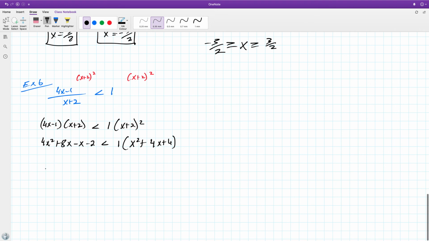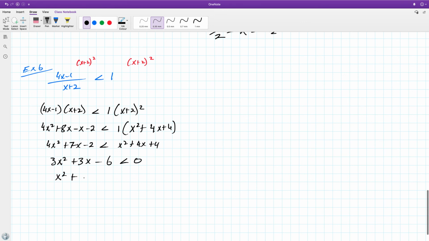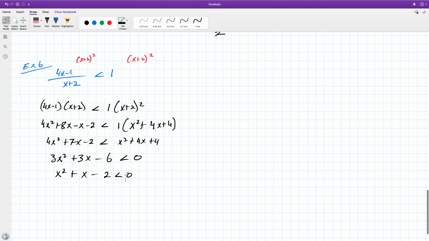4x squared, 8x minus x is plus 7x minus 2 is less than x squared plus 4x plus 4. 4x squared minus x squared is 3x squared. 7x minus 4x is plus 3x. Minus 2 minus 4 is minus 6 is less than 0. Divide across by 3 to make life a bit easier. x squared plus x minus 2 less than 0.